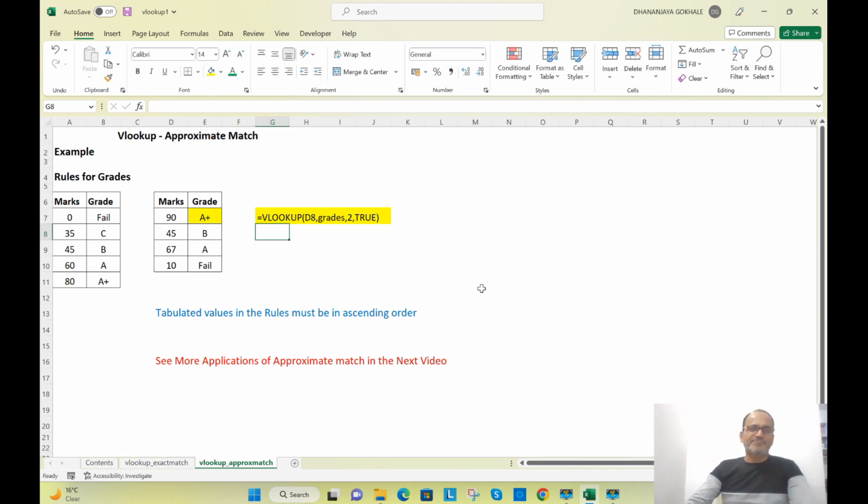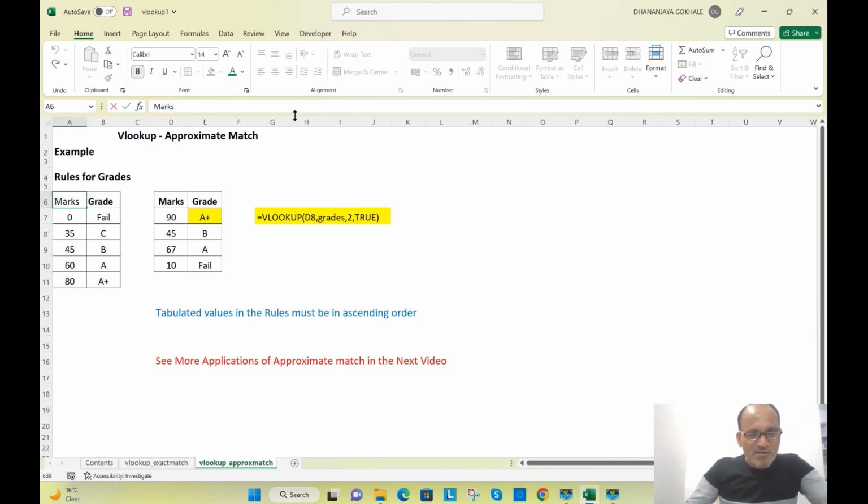All right, let's take a look at approximate match. This is really fascinating. You must be wondering, why is it approximate match? Let us take a simple example of what we have solved earlier for getting a grade depending upon the percentage marks. Okay, it's written marks over here. Actually, it's percentage marks. Okay, let me just correct it. Percent marks.